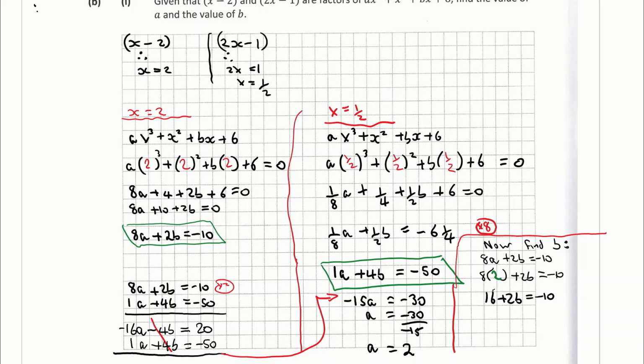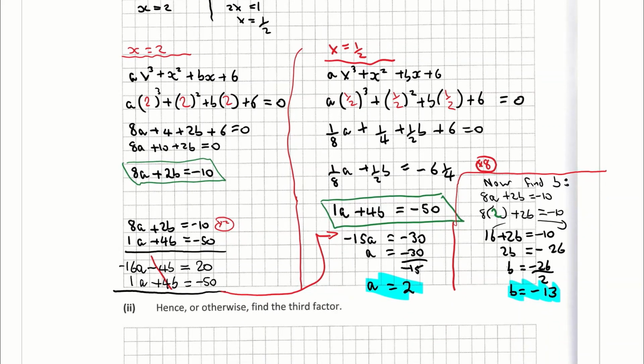And when I take 16 from both sides, I get 2b is equal to minus 26. So b is equal to minus 26 over 2 when I divide both sides by 2, which is giving me a negative 13. So my answers there, the question said find the values of a and b. My a is 2 and my b is minus 13. That is going to help us now for part 2 to that question.